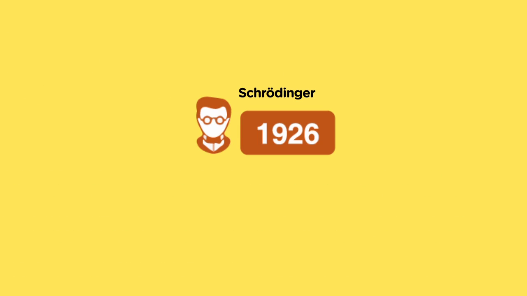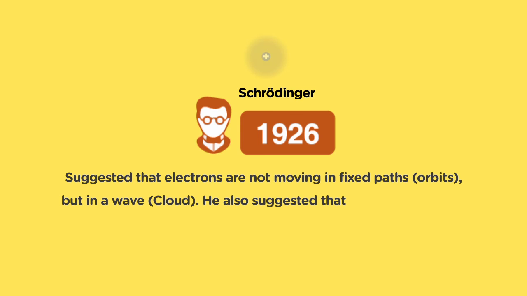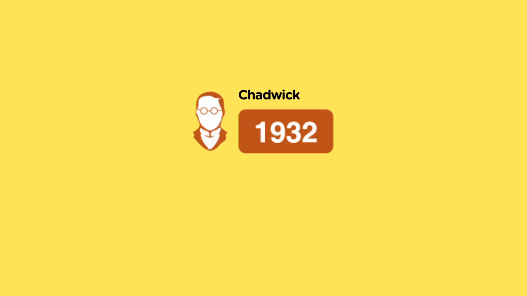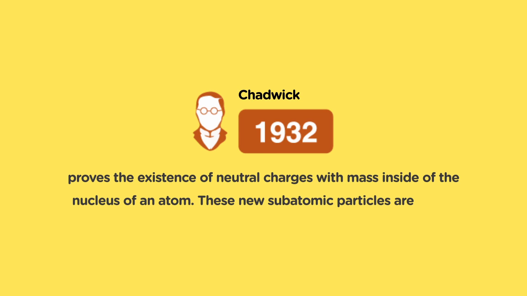In 1926, Schrödinger suggested that electrons are not moving in fixed paths, but they are moving in waves or clouds. He also suggested that we cannot identify the exact location of electrons. It is all about probability. And finally, in 1932, Chadwick proved the existence of neutral charges with mass inside the nucleus, which we now call neutrons.